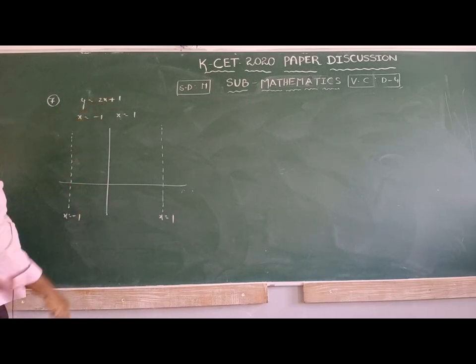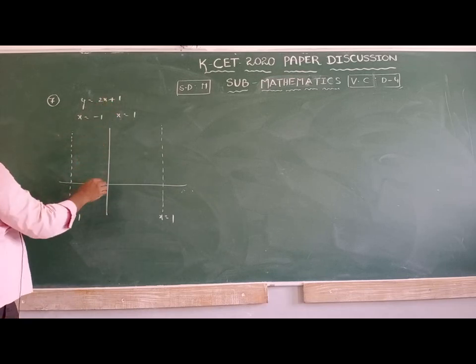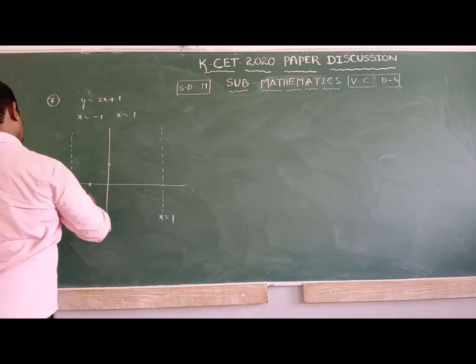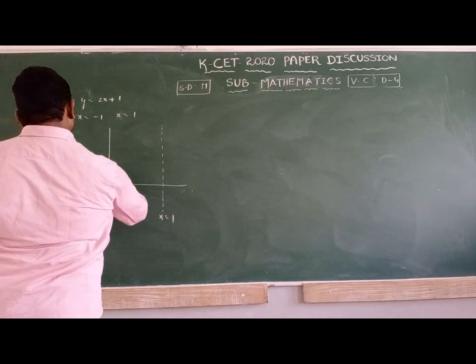So y is equal to mx plus c. Now if we put y is equal to 0, then we get the value x is equal to minus 1 by 2. So this is the point of intersection. So here the x intercept is how much? The y intercept is 1. So now if you want to draw it like this.